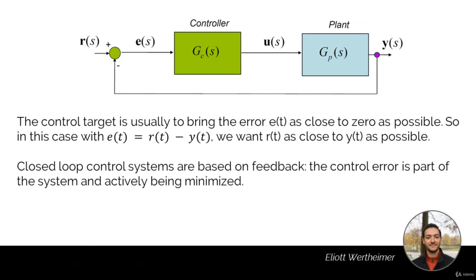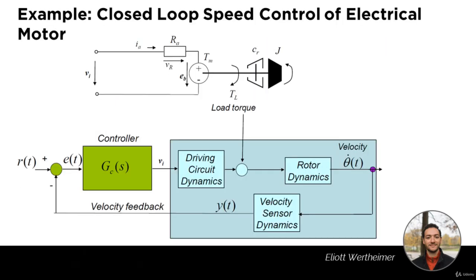As we briefly explained on the first slide of this lecture, the control target is usually to bring the error e(t) as close to zero as possible. So in this case, with e(t) equals r(t) minus y(t), we want r(t) as close to y(t) as possible. Closed-loop control systems are based on feedback. The control error is part of the system and actively being minimized. Let's now look at a real-life application of closed-loop control.